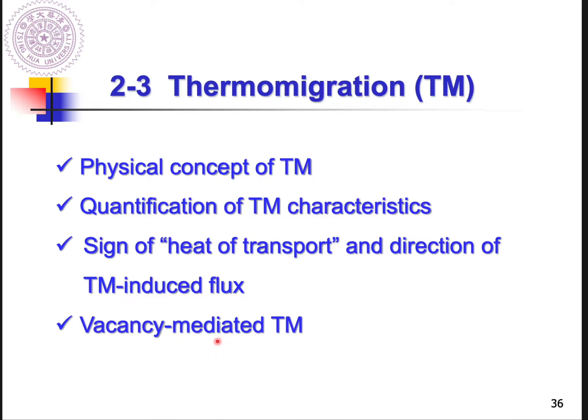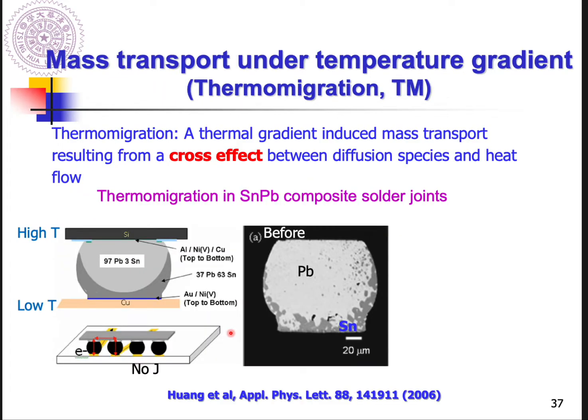And next, at the end of these sections, we are going to give you some examples, really a kind of case study, and it will be the vacancy-mediated thermal migration case. Okay, so let's move to the thermal migration. So thermal migration actually is a mass transport under a temperature gradient.